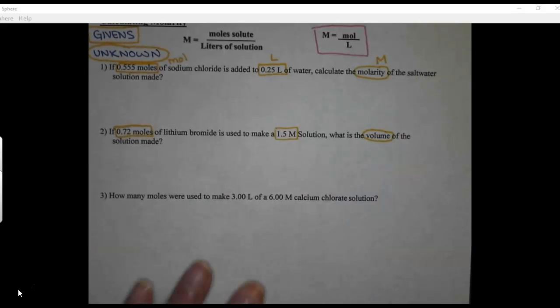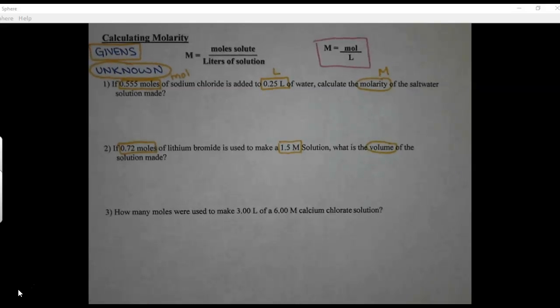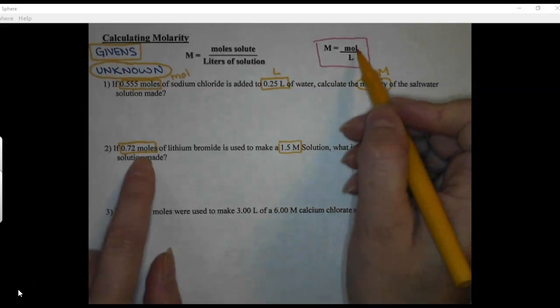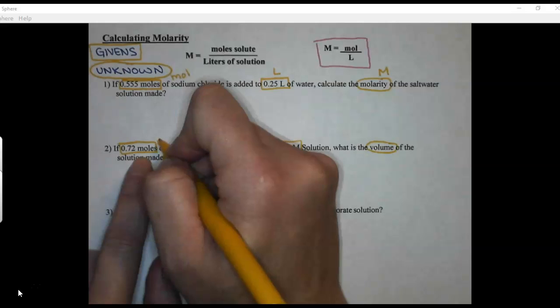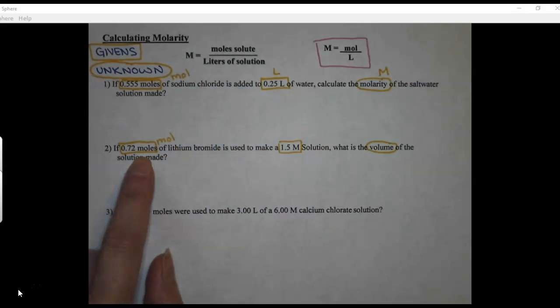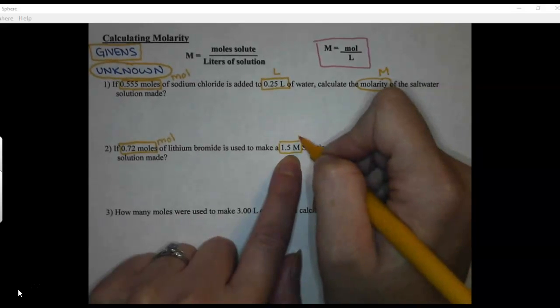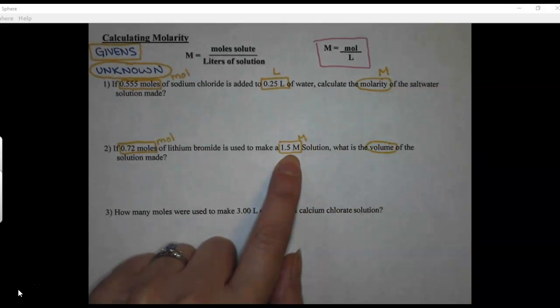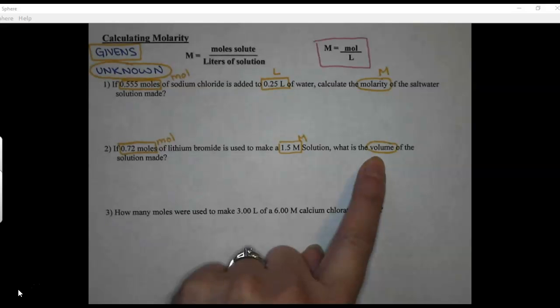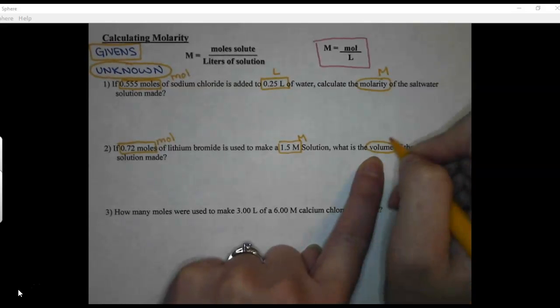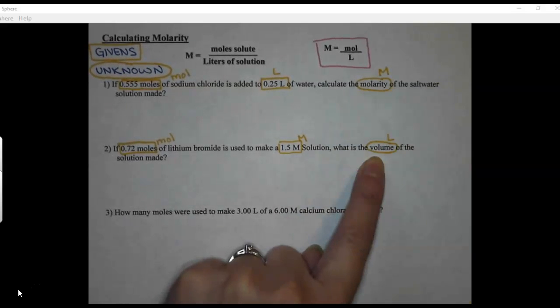Okay, so again, looking at our equation, I'm given moles, which is going to go on the top over here, so that's my mole value. I am given capital M, my molarity, so that's going to go on the left-hand side of my equation, and volume, remember volume is liters, so I'm solving for what's on bottom over here.